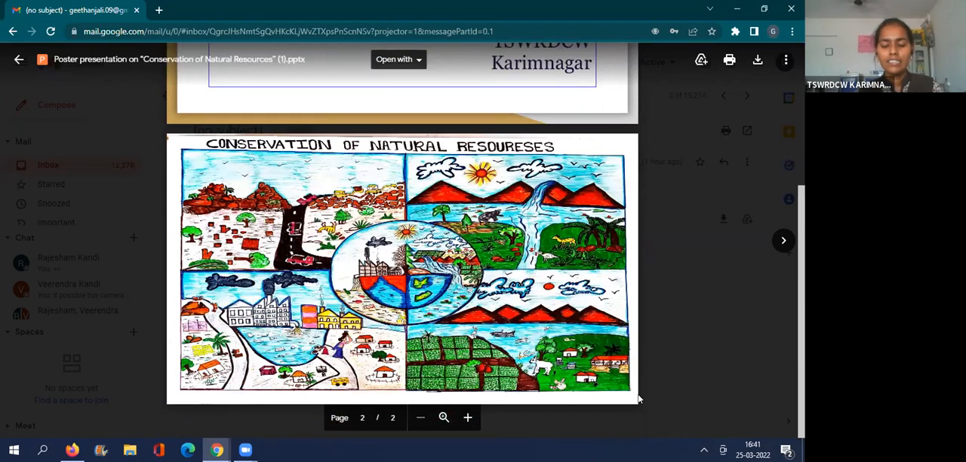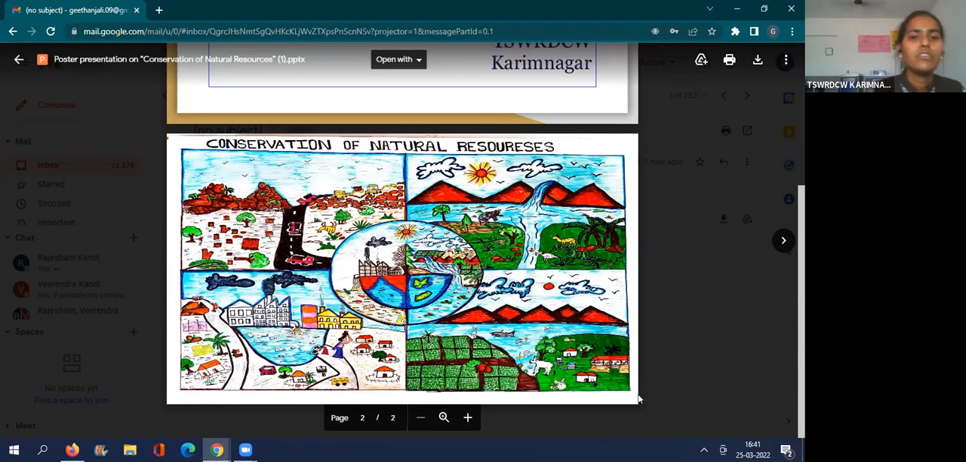I'm sharing my poster. Today, we gather here to discuss a sustainable environment. Sustainable environment means saving for the future. Environment means nature, the natural world. So I share my poster, conservation of natural resources. Conservation means preservation. Natural resource means a naturally occurring source, available again and again.